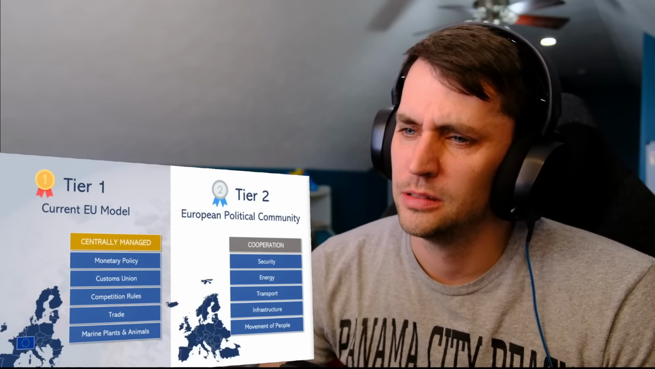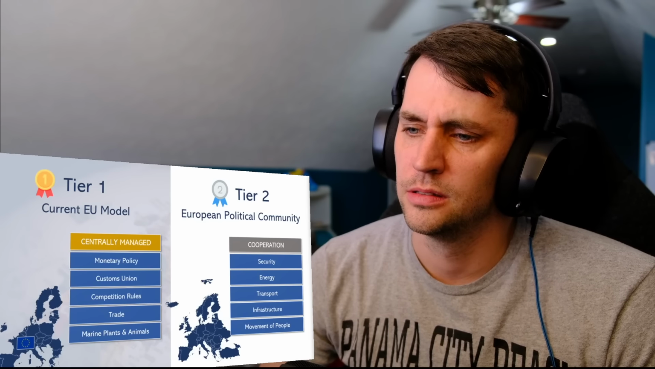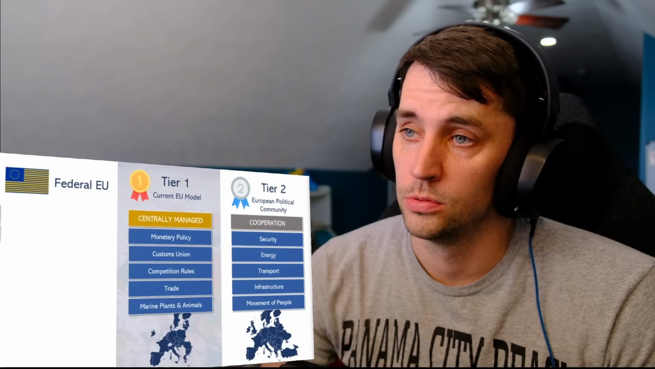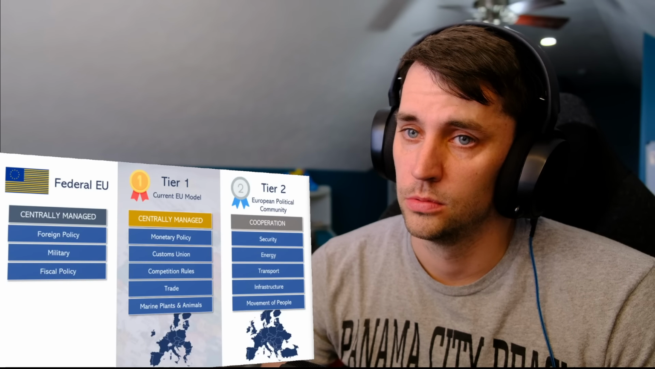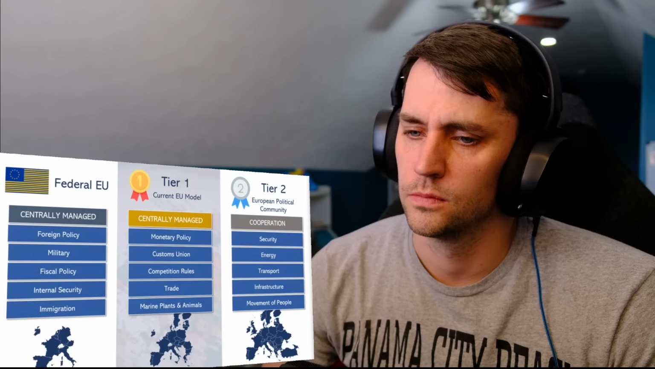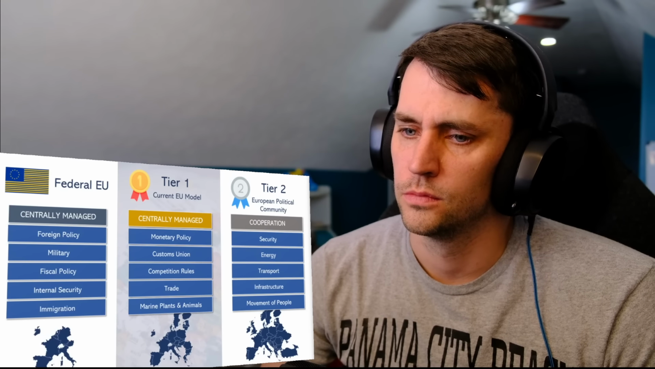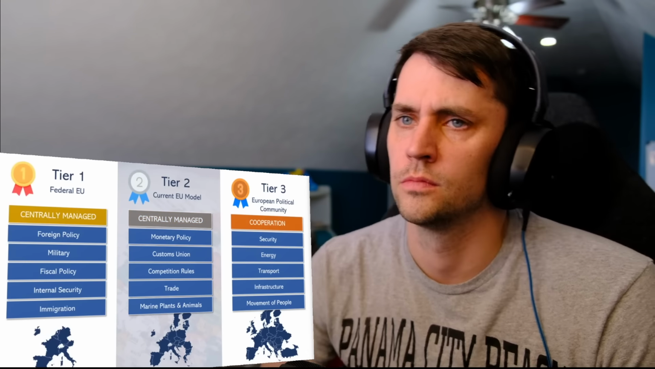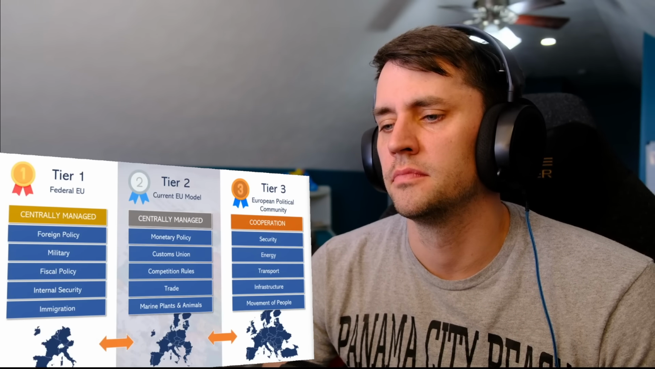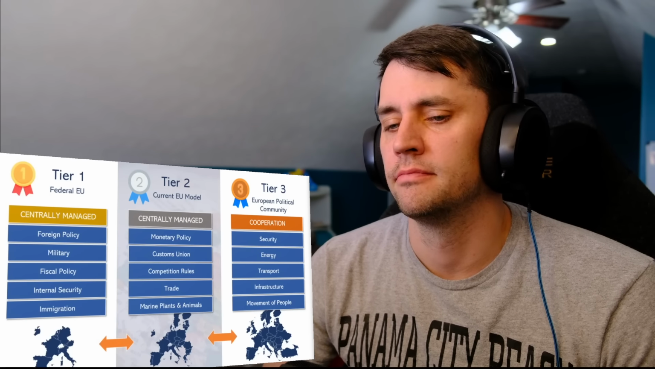Investments and the movement of people. I personally also like the idea of potentially also having a third tier, a federal European Union for those who want it. Here, countries wishing for more integration in terms of foreign policy, military, fiscal policy, internal security, and immigration could do so. With these 3 tiers, European countries can determine how much integration they want and can move between these tiers depending on what the voters in their respective countries want.